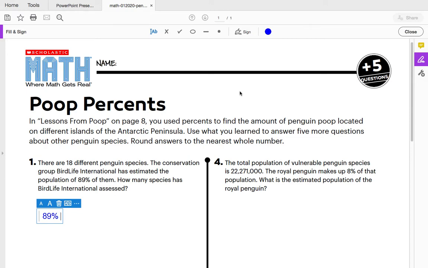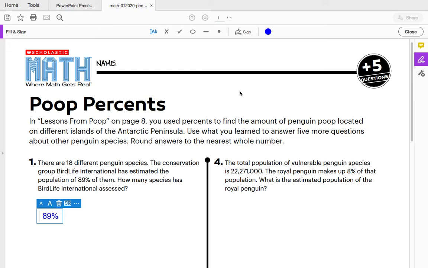So for question number 1, there are 18 different penguin species. The conservation group BirdLife International has estimated the population of 89% of them. So that means they have assessed 89% of the 18 different possibilities. So then it asks, how many species has BirdLife International assessed? So 18 different penguin species would equal 100%. And they have estimated 89% of them. So to find out how many species that equals, we need to find out what 89% of 18 is.